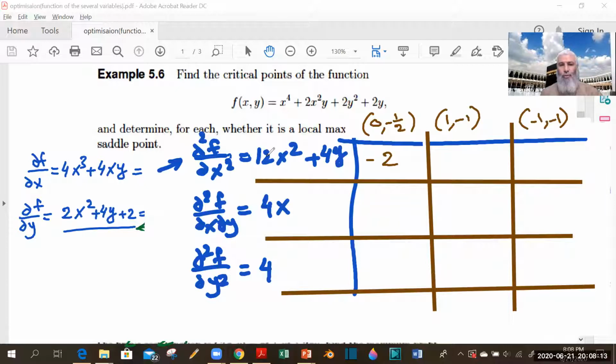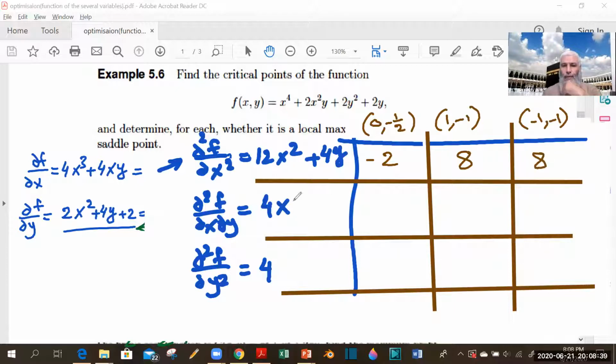X is 1, so this is 12. 12 plus -4, so it would be 12 minus 4, it's 8. And then for the other point, x squared is also 1, 12 minus 4, it would also be 8.